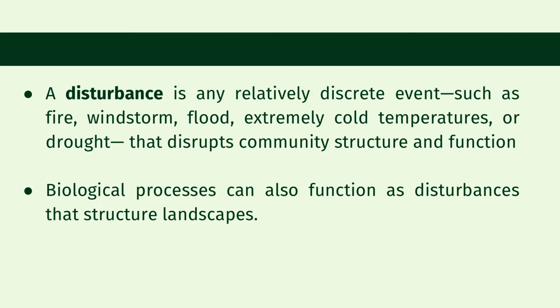A disturbance is any relatively discrete event, such as fire, windstorm, flood, extremely cold temperatures, or drought, that disrupts community structure and function. Disturbances both create and are influenced by patterns on the landscape. Natural disturbances are not limited to physical processes. Biological processes can also function as disturbances.